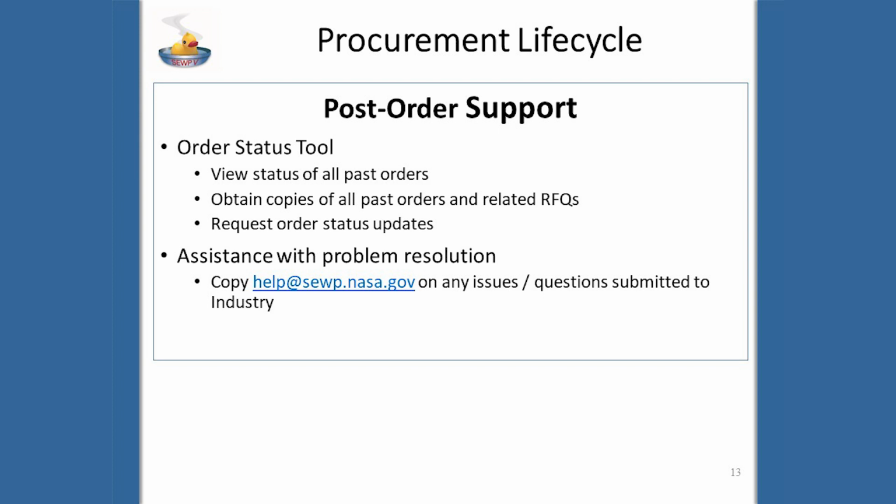And once the order has been sent to the contract holder, we continue to review and track the status of that order all the way through delivery and final fulfillment. And there is an order status tool that you may utilize to review all of your past orders, all the paperwork that was included in those orders, and the RFQ that was used to create that order. And of course, at any time, you can send a note to help@SEWP.gov for assistance.